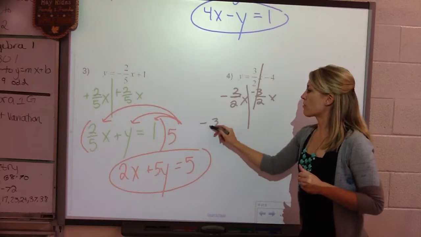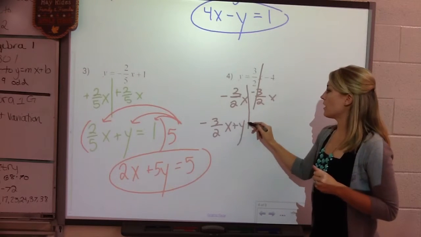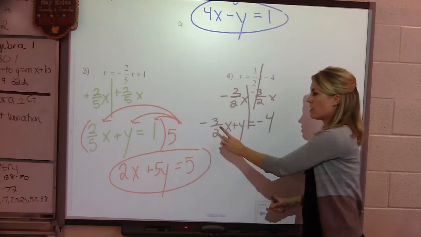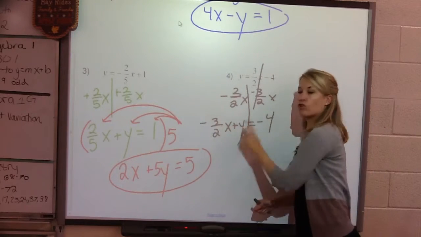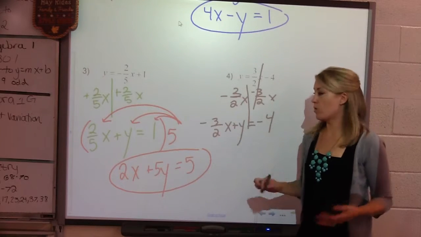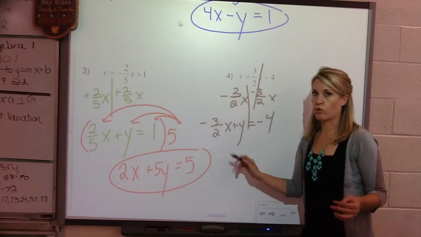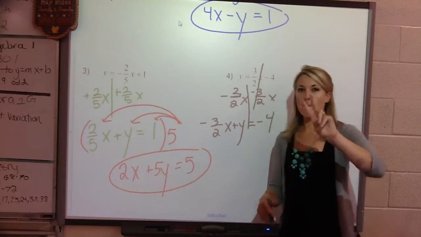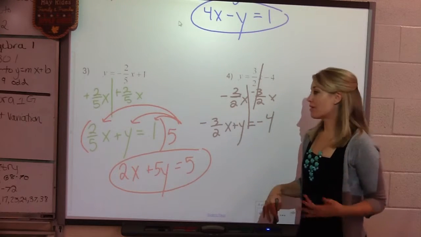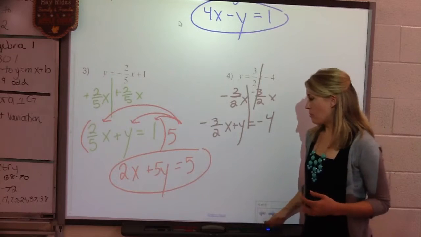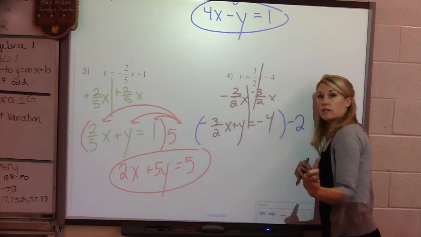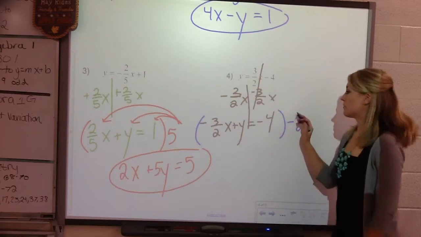Now I have negative 3 halves x plus y equals negative 4. So the problem here is 2 things. The fraction and the fact that the first term is negative. So how do I get rid of this fraction? Well, really the problem is divide by 2. So the opposite of divide by 2 is multiply by 2. Well, I want to get rid of the negative as well. So instead of just multiplying by 2, I'm going to multiply by negative 2. The negatives will cancel out, and the 2 will cancel out.